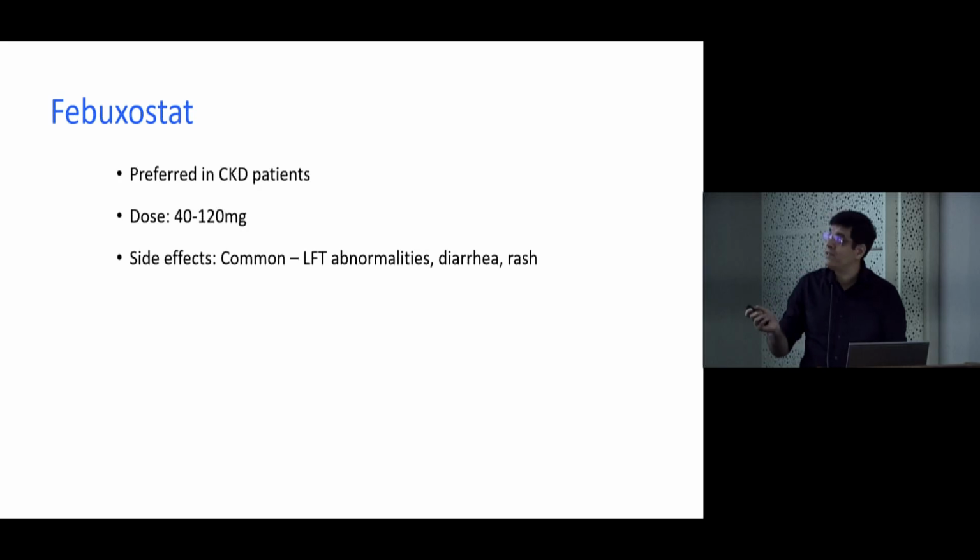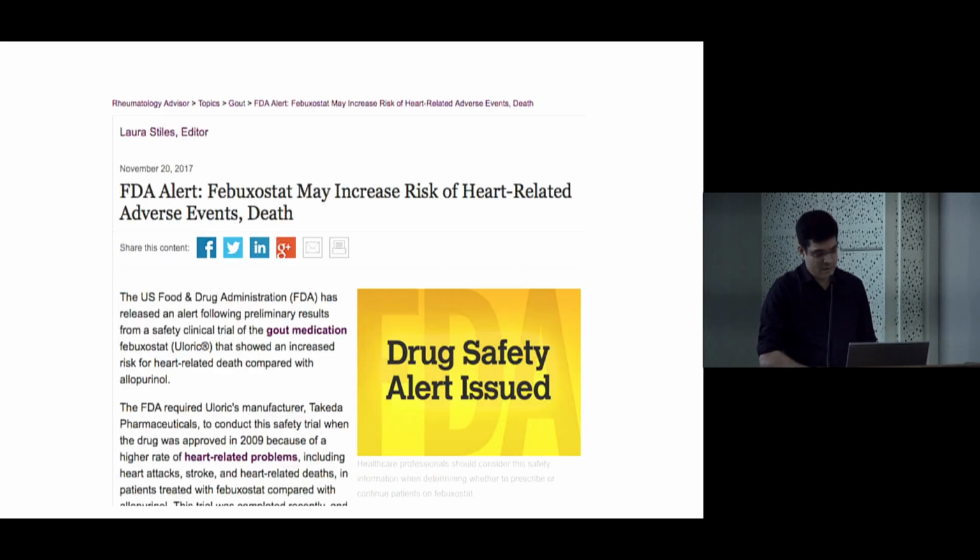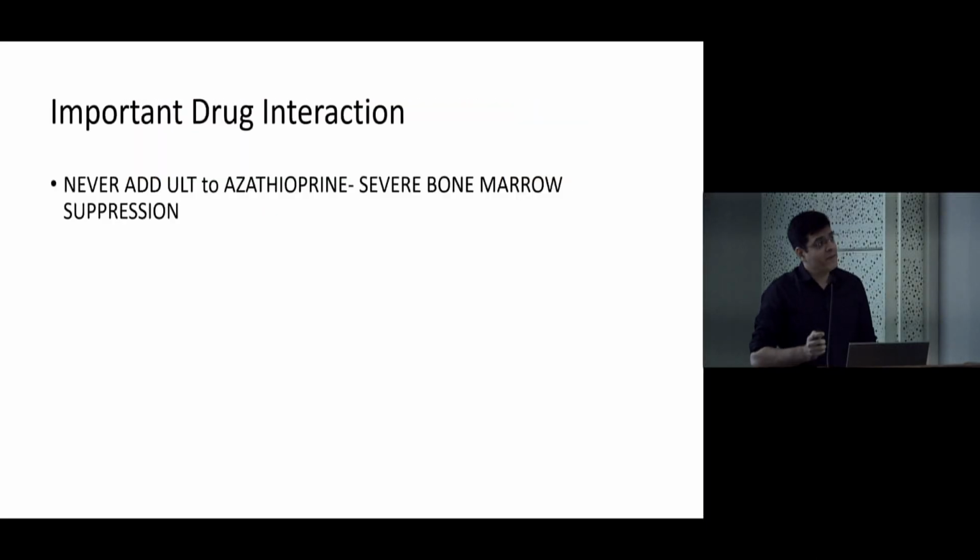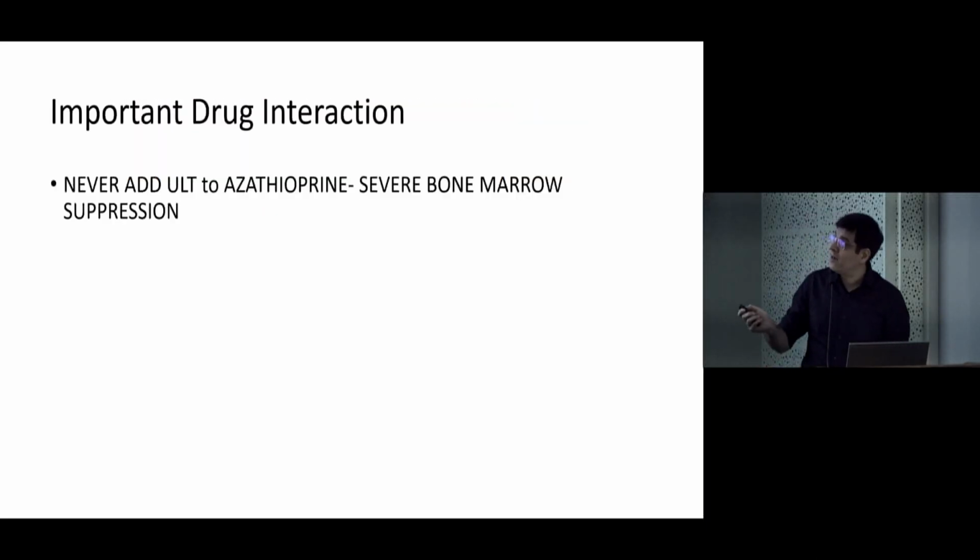Febuxostat is a preferred agent if they have CKD. So we start at 40 milligrams. Maximum dose is 120 milligrams. Diarrhea, LFT abnormalities are common. Rashes may occur. And I discussed this increased cardiovascular mortality signal in patients on febuxostat compared to allopurinol. If these patients are on azathioprine, then we should not be using these agents.